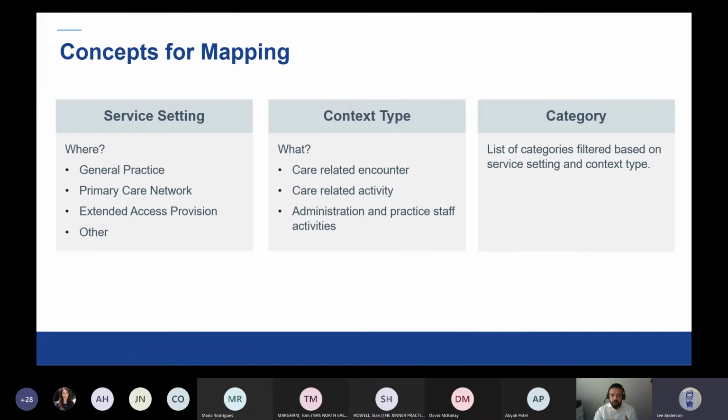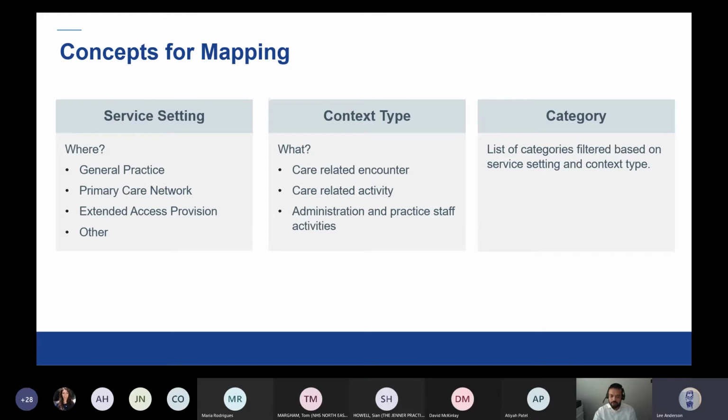Thank you. So before I go onto the mappings, like I said, it's a national standard. All system suppliers have now mandated and implemented a functionality so you can map your slot types. It works differently for each system supplier, but as a general principle, for every slot type that you have, you get 3 columns. One is the service setting, one is the context type, and one is the category. For the first column, the service setting, it's basically asking, where does that activity take place? Is it general practice, primary care, extended access, or other? And you just click on one of those.